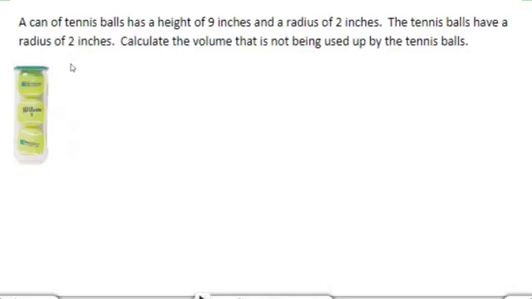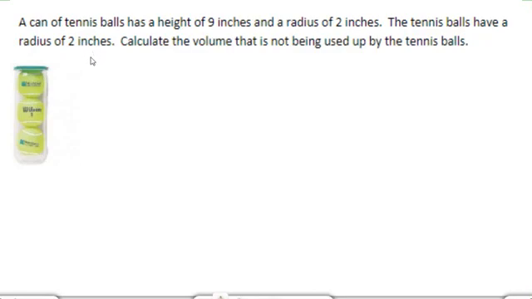First example. Example 1. A can of tennis balls has a height of 9 inches and a radius of 2 inches. The tennis balls have a radius of 2 inches. Calculate the volume that is not being used up by the tennis balls. So if you've ever played tennis or been in a sporting goods store, maybe you've seen how tennis balls are sold, and there's 3 of them inside of one cylinder can.